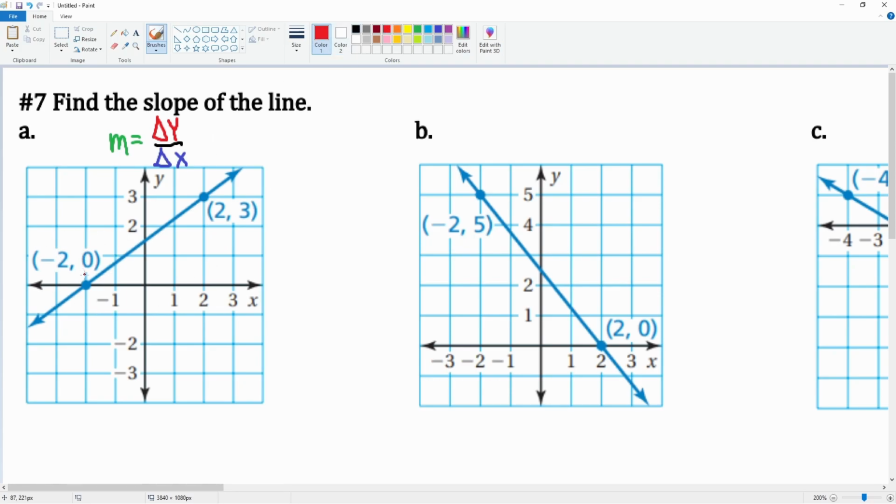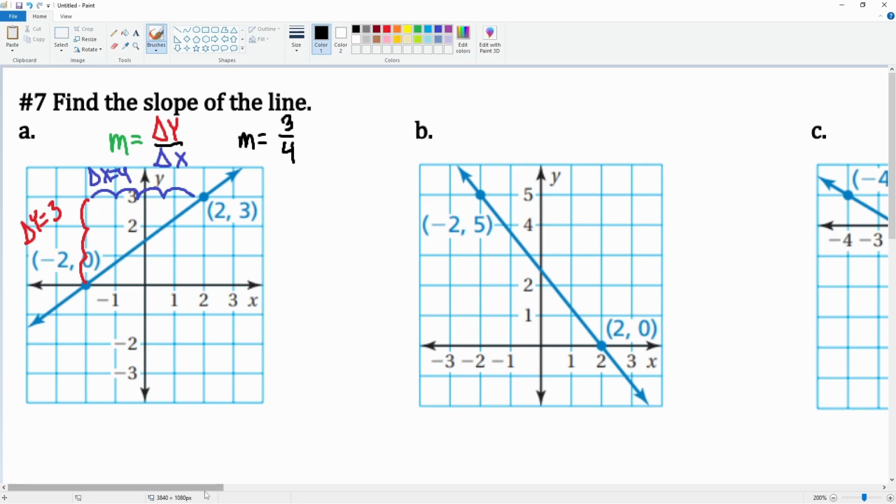So how much did we go up? 1, 2, 3. So delta y is equal to 3. Then we went over 1, 2, 3, 4. Delta x is equal to 4. So we can say that the slope here, m, is equal to 3 over 4. That is the slope for A.